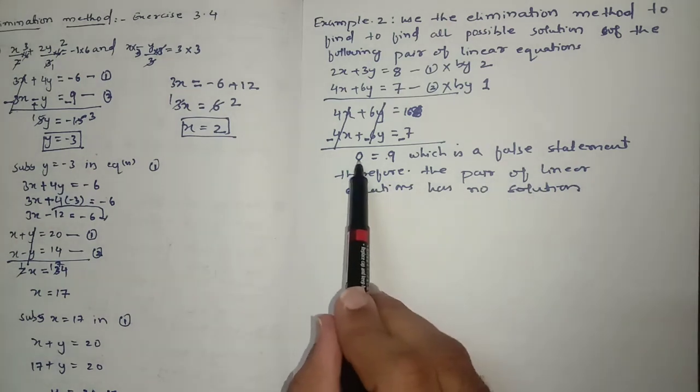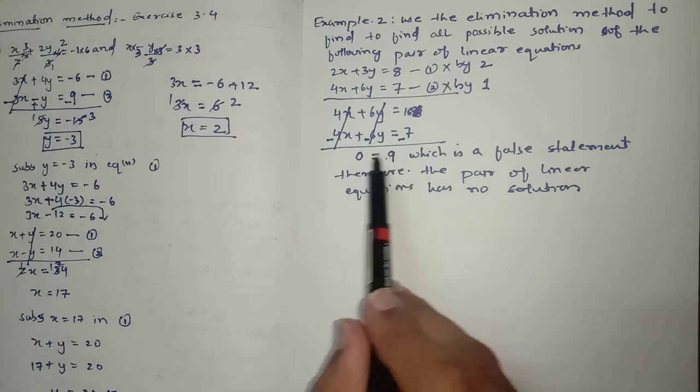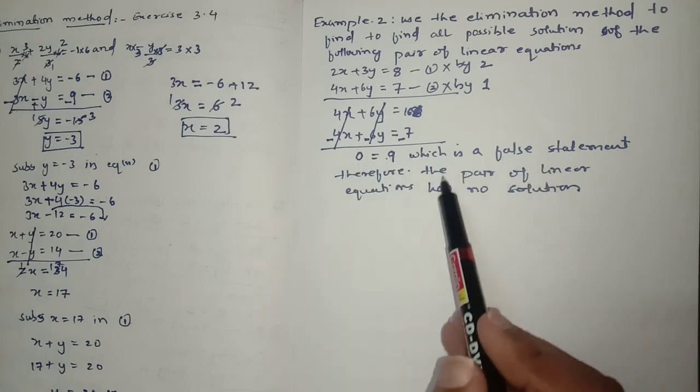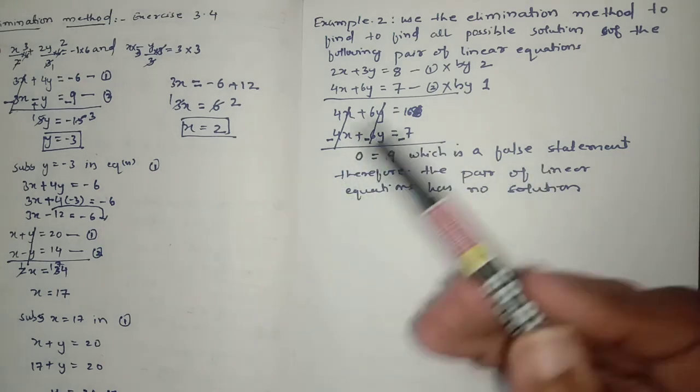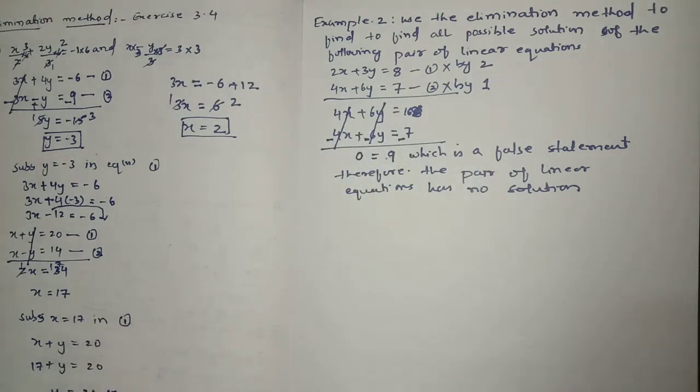Sometimes you will get the same value on both sides, like 9 is equal to 9, 18 is equal to 18. If it is like that, then what you have to write, we will discuss that when that type of problem comes. I hope you understood these three problems.